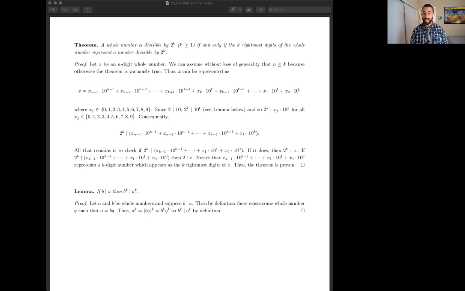If you want to read it, you can. If you're interested, I can explain it. This is the rigorous proof of that theorem. And it's funny because it also relies on this other lemma down here. You need this lemma to actually prove this theorem. And this is a handy lemma to know. It says if b divides a number a, then b to the k divides the number a to the k. Another handy divisibility theorem there.